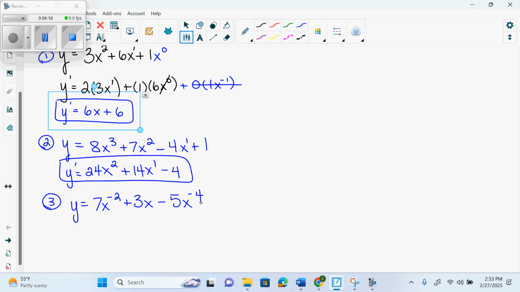Every time. So here I'm going to get negative 2 times 7 is negative 14, x to the negative 3. You have to take 1 off of it. Has to get smaller, not larger. What happens when I have 3x? You get plus 3, because this can drop to x to the 0. And then negative 5 times negative 4 is positive 20, x to the negative 5.